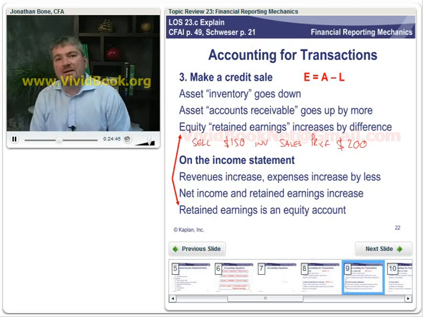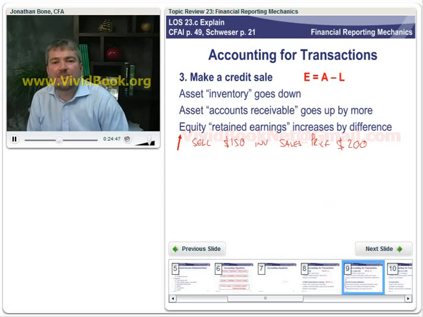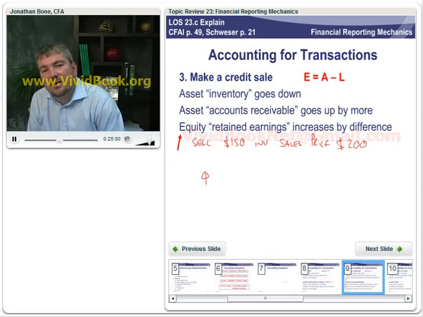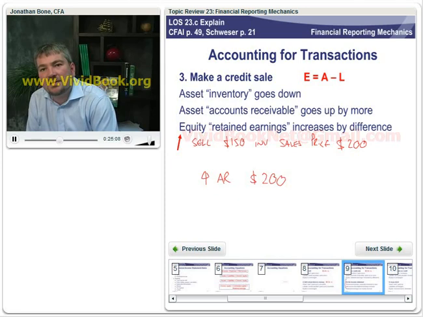Now, let's deal with the sale of 200. What we're going to do here with the sale price of 200 is we're going to increase our accounts receivable, trade receivables, because our customer owes us now $200, so we're making an assumption that it's a credit sale here. And of course, the other side is in the income statement, we're going to increase sales by $200.